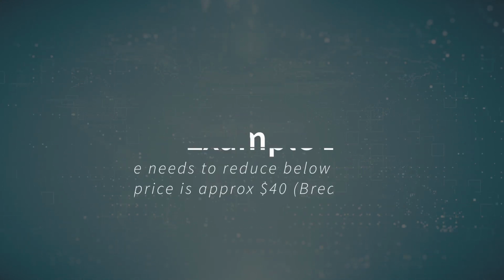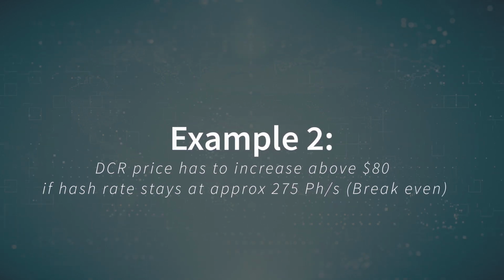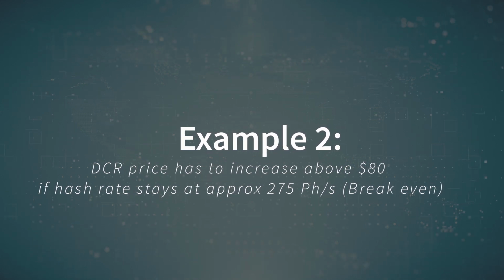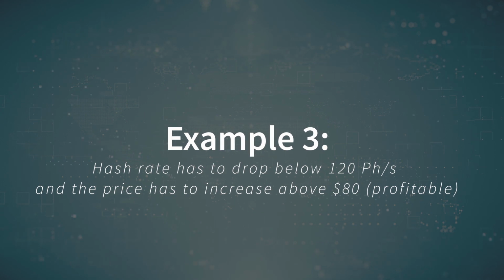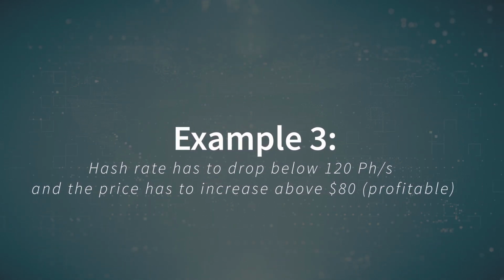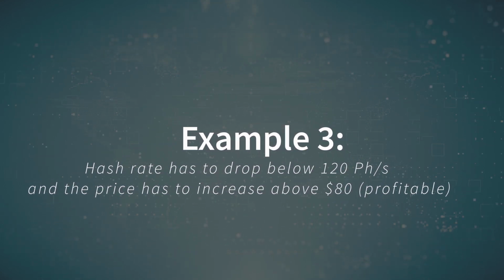Secondly, DCR price has to increase to at least $80 if hash rate stays at approximately 275 petahashes. Once again, this is also a break-even scenario. Finally, hash rates have to drop to at least 110 petahashes and the price has to increase to about $80 plus to become profitable long term.